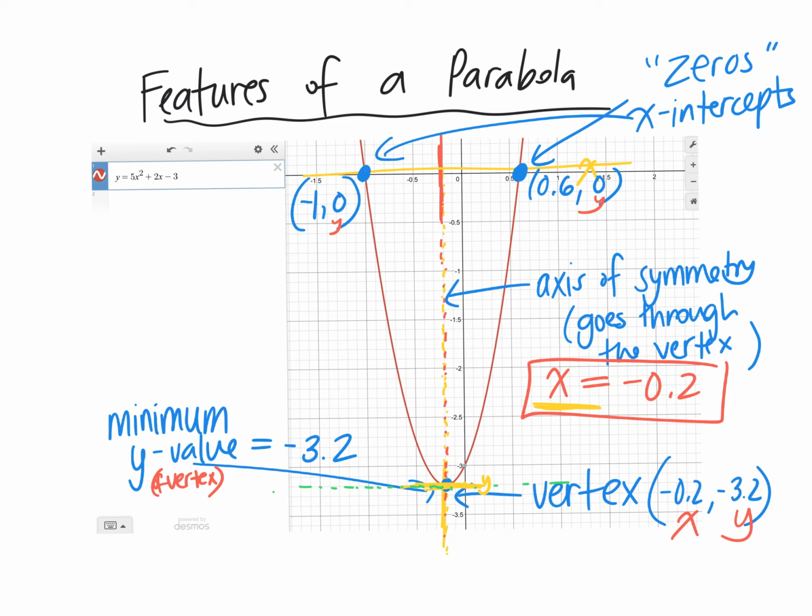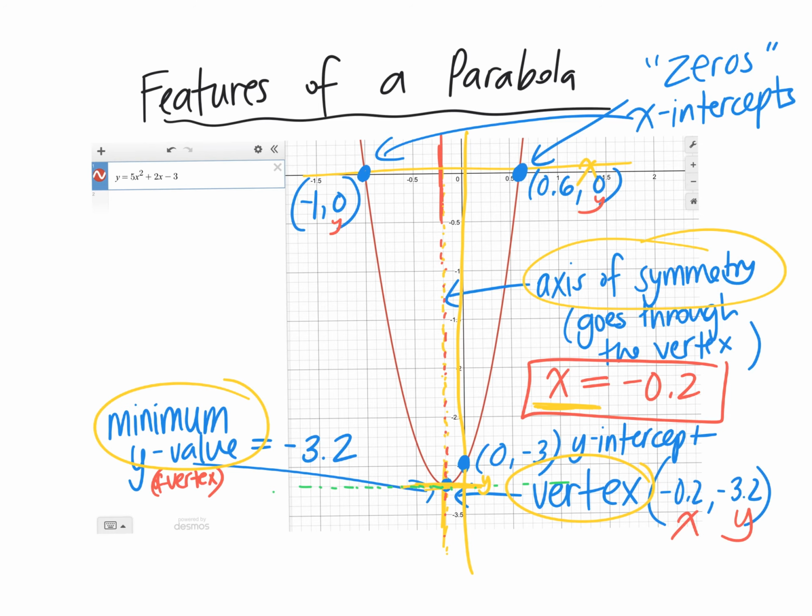We have the x-intercepts. Is there any other point on this parabola that I can identify? Does it hit the y-axis? Right here. This is your y-axis. It hits the y-axis at 0, negative 3. That's the point right here. You'll need to identify a y-intercept as well. So you have to identify the vertex, the maximum or minimum value, the axis of symmetry, and the x-intercepts.